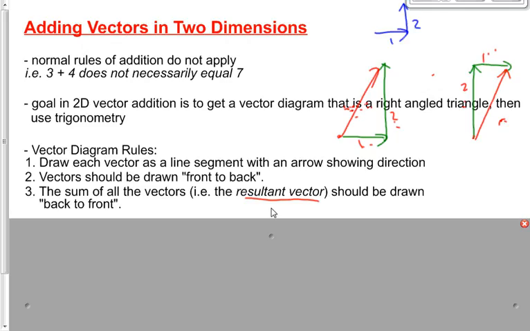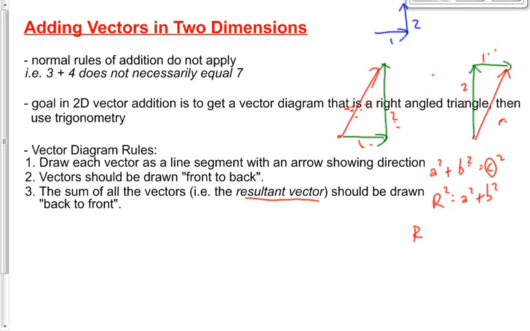Close, close. SOHCAHTOA involves trigonometry, certainly involves an angle. We don't have an angle here. No, not quite. You're close though. We're going to do the Pythagorean theorem here. You guys remember the Pythagorean theorem? A squared plus B squared equals C squared? C will be our hypotenuse, right? So C will be our resultant vector. Let's call C R. R squared is equal to A squared plus B squared.